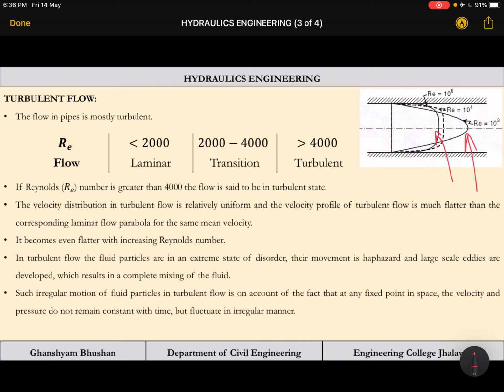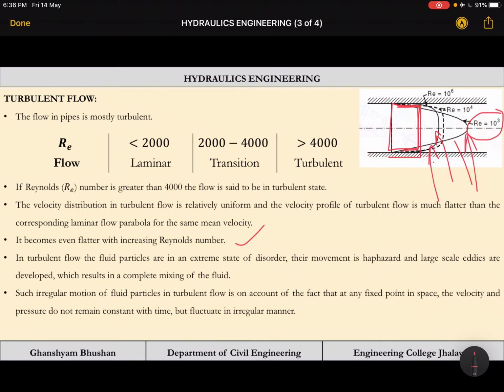So as you are increasing your Reynolds number, it will become flatter and flatter, and at very high values it will become almost equal. This is a logarithmic curve. Okay, this is a parabola, and for turbulent flow it is logarithmic. So it becomes even flatter with increasing Reynolds number.